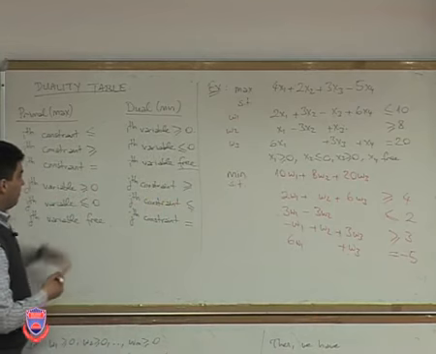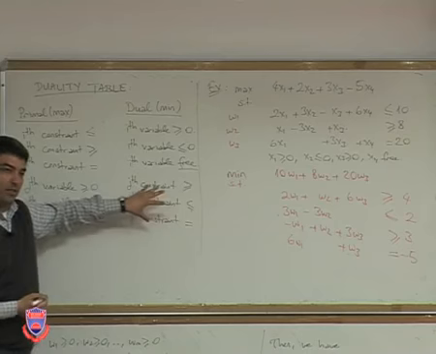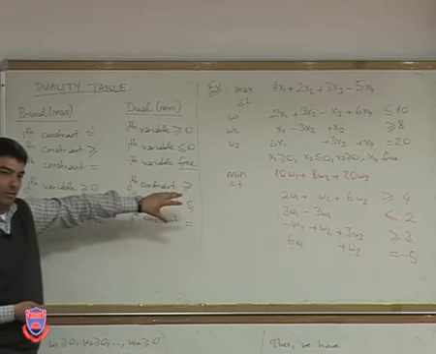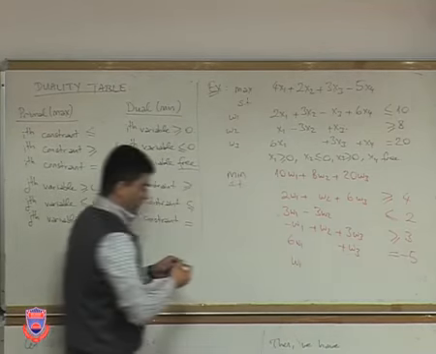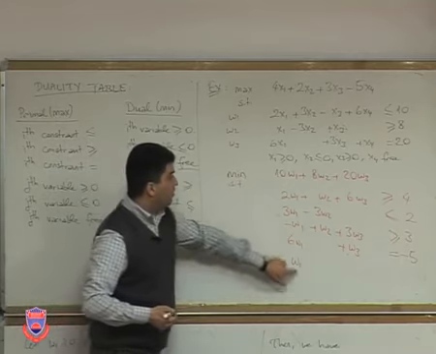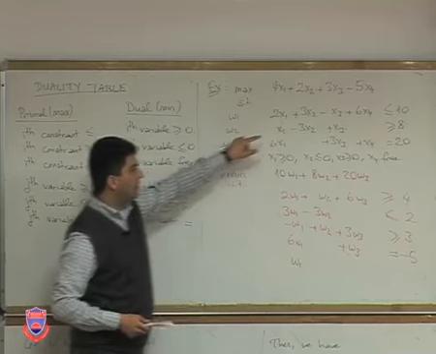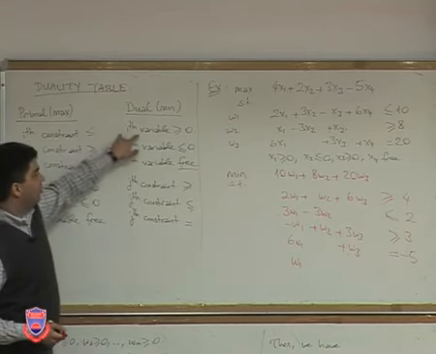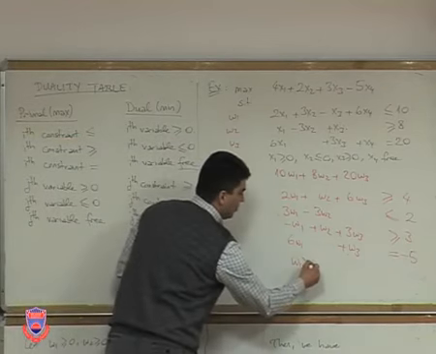So far, I just used this part of the table, right? To determine the type of the constraints. So now I'm going to use the upper part of the table to determine the signs of my dual variables. Okay? So I'm going to start with the first dual variable. So the first dual variable corresponds to the first primal constraint. Okay? So the first primal constraint is a less than or equal to constraint, which means that the first variable will be greater than or equal to 0. Okay, so W1 is greater than or equal to 0.